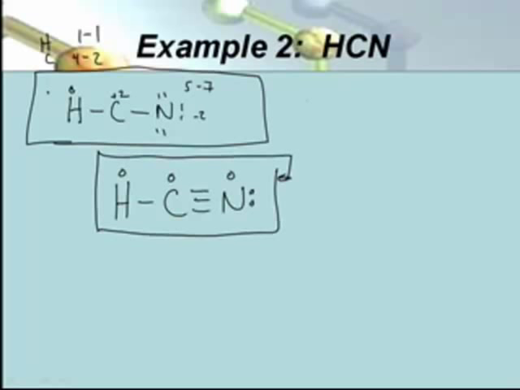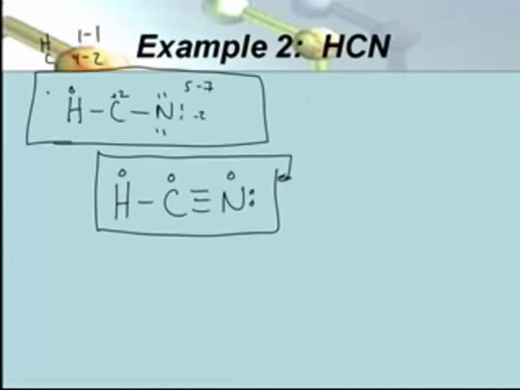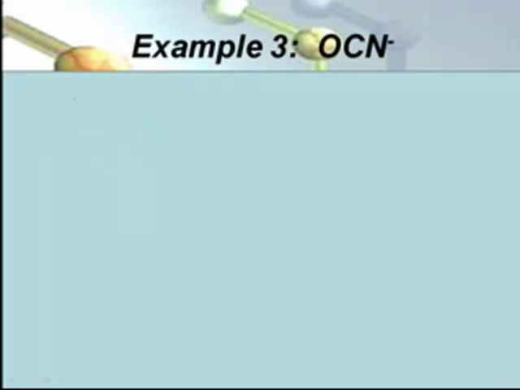Another good example that would be available is ClO3. And then the last example I want to talk about is OCN negative. O gets 6, plus 4, plus 5, plus 1 for the charge, that's 16 electrons. So you could do O, and then C, and then N. So I've got 2, 4, 6, 8, 10, 12, 14, 16. So that's one structure.